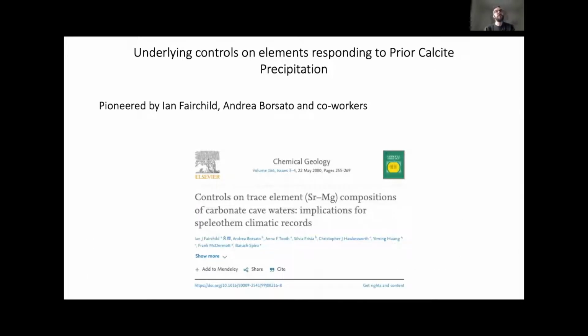I'd also like to acknowledge that all of this work, whether it's with barium, strontium, magnesium, and more recent work on calcium isotopes, builds on this concept of prior calcite precipitation. That's work that was pioneered by Ian Fairchild, Andrea Borsato, and co-workers as early as 2000. So it goes back a long way.